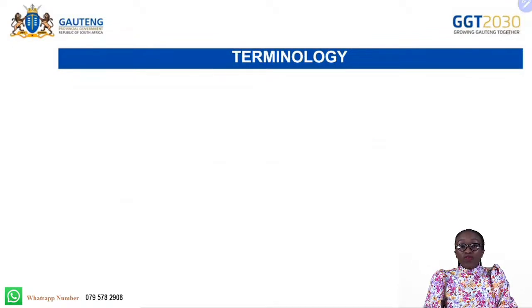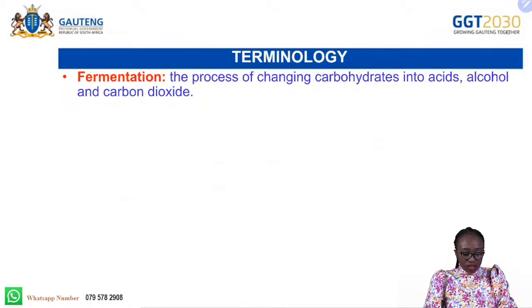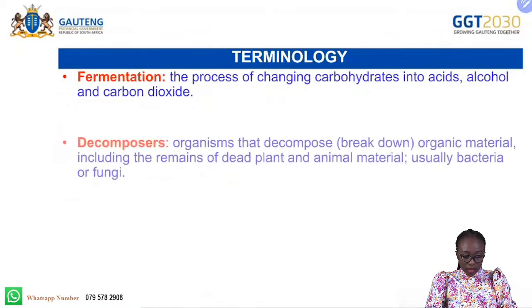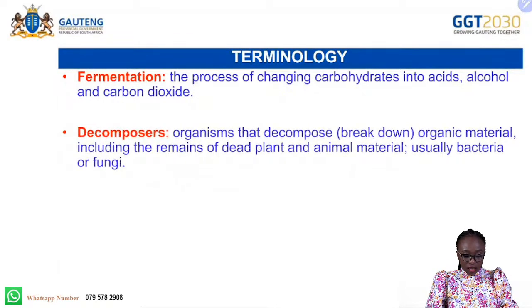Now let's move on to terminology. Right, what is the first term? The first term is fermentation. Fermentation is the process of changing carbohydrates into alcohol and carbon dioxide. What are decomposers? These are organisms that decompose or break down organic material, including the remains of dead plant and animal material, usually bacteria and fungi.